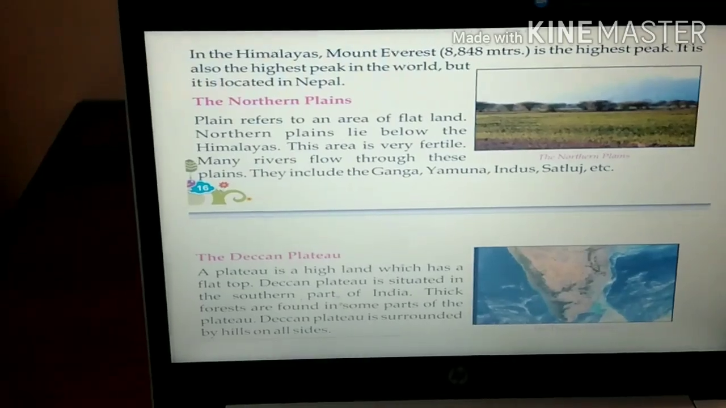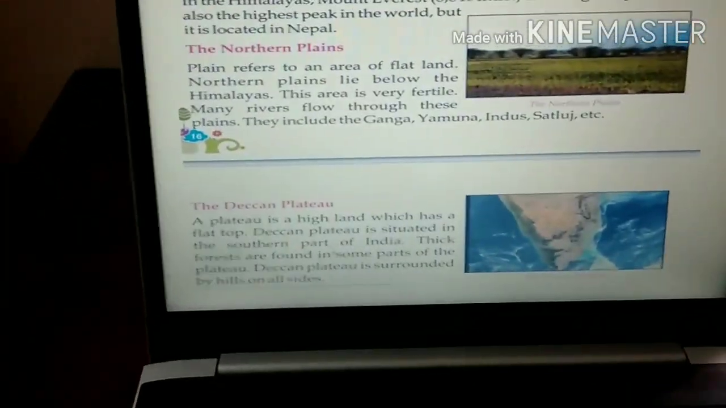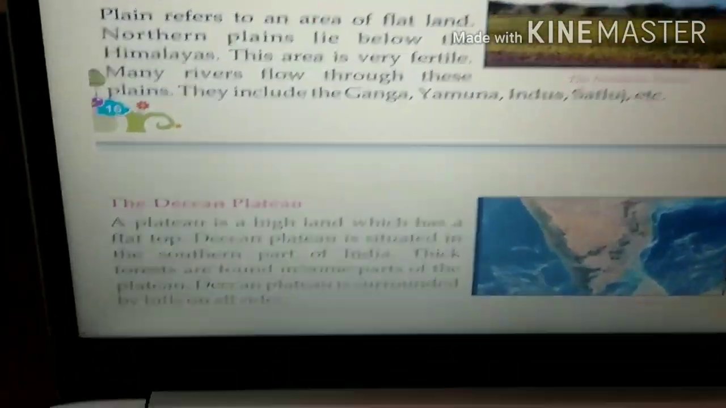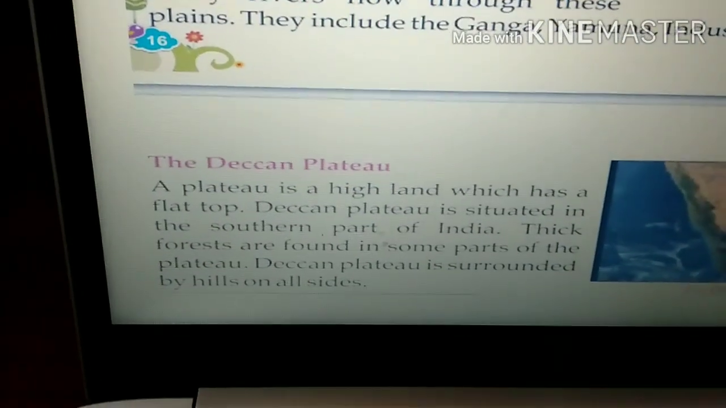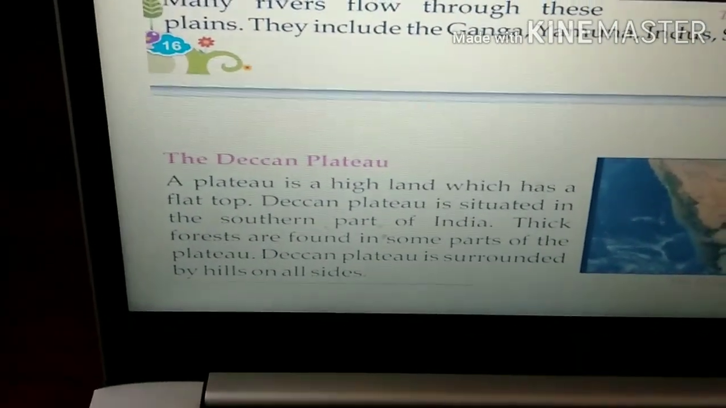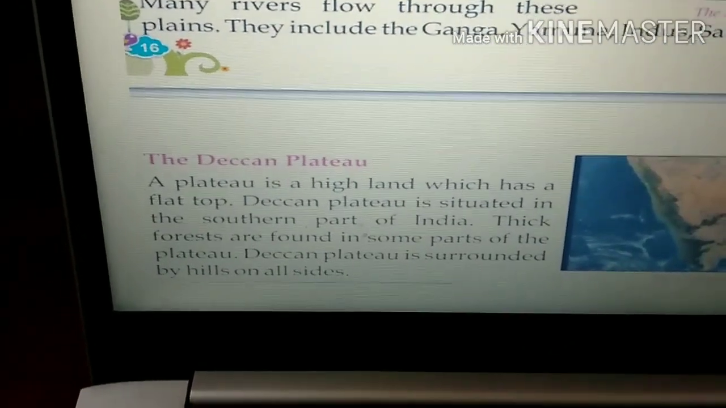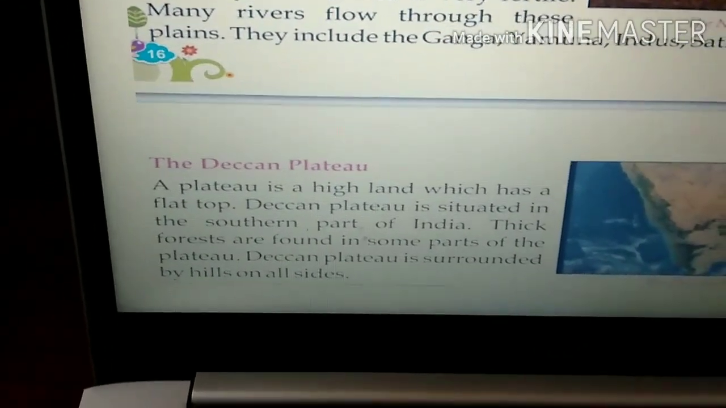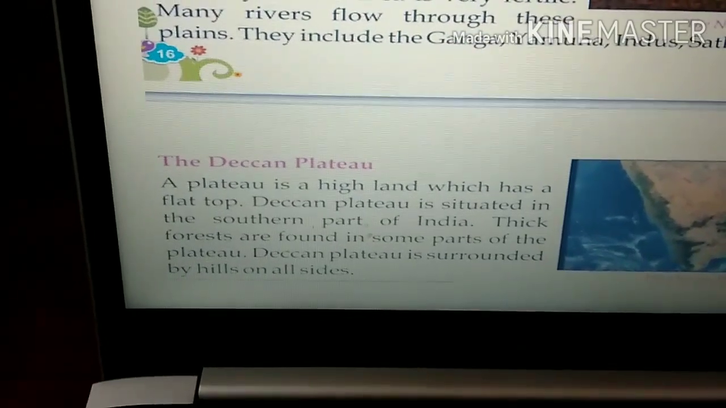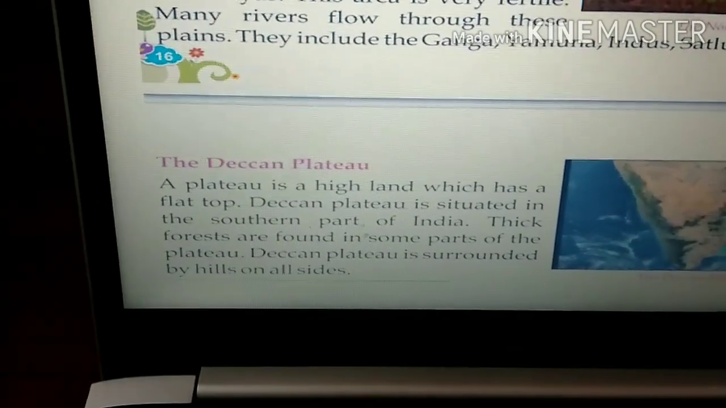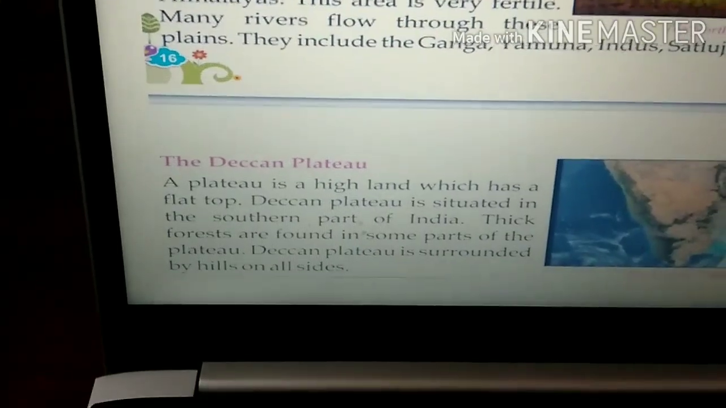Now the Deccan Plateau. What is a plateau? A plateau is a highland which has a flat top. Deccan Plateau is situated in the southern part of India, means in south of India. Thick forests are found in some parts of the plateau. Deccan Plateau is surrounded by hills on all sides.